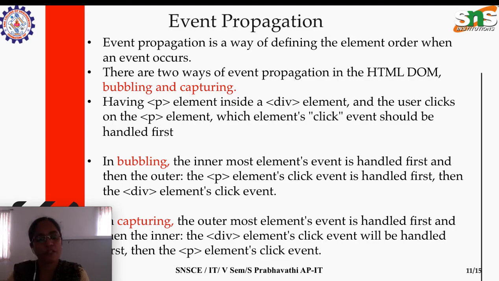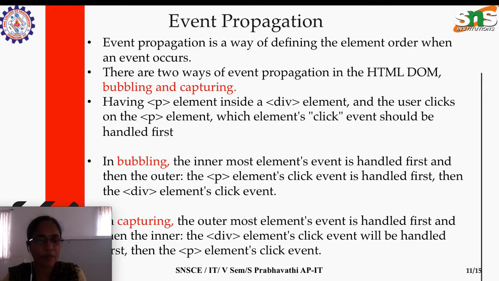Moving on to event propagation. So event propagation is a way of defining the element order when an event occurs. So what does it mean? Order in the sense, for example, if I have the event listener for the body element, if I click the body element, that will handle one event. And inside the body I may have a paragraph or heading or some other elements, and those elements may also have the click event, is it not? So now the conflict arises. When I click the paragraph, which event will be serviced first, either the click event by the body or the paragraph? There is the conflict.